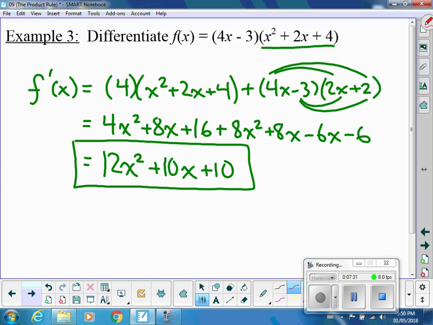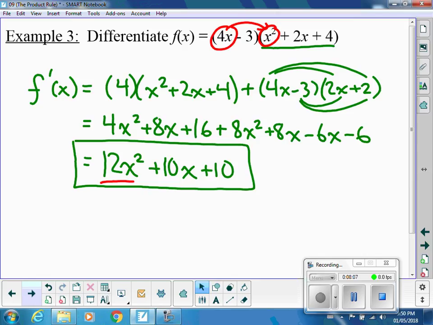Just as a little aside, to help me see that I'm going in the right direction, if I look at my first two parts and expand this out, 4x times x squared would be 4x cubed, and it's my only term that's going to have a power of 3. The derivative of 4x cubed is 12x squared, and that's the first thing I got here. So again, I'm on the right track. That's all we're doing this morning, just taking all those rules we did before and combining them with this one.